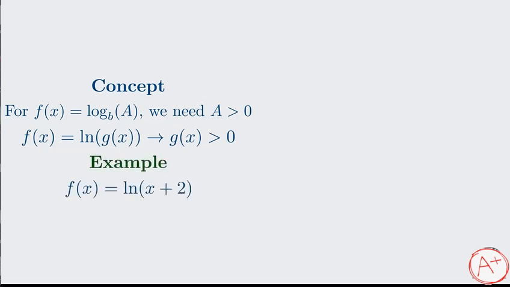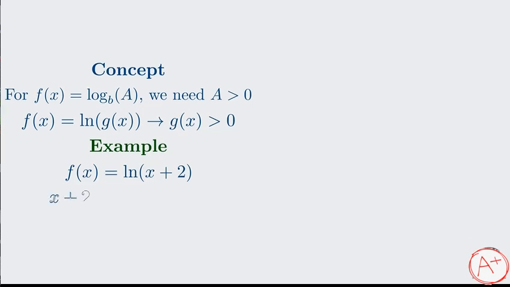Let's look at an example. Find the domain for f of x equals the natural log of x plus 2. By solving the inequality x plus 2 is greater than 0, we find that x must be strictly greater than negative 2. Visually, the domain includes all values to the right of negative 2 on the number line, not including negative 2 itself.